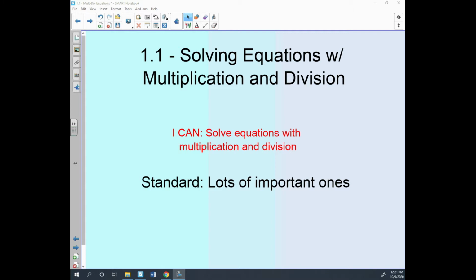All right, thanks for joining me. This is Mr. Beak. Today we're going to be talking about solving equations with multiplication and division. Hopefully by the end of the day you can say you can do that. There's lots of important standards here, so let's make sure we learn it.